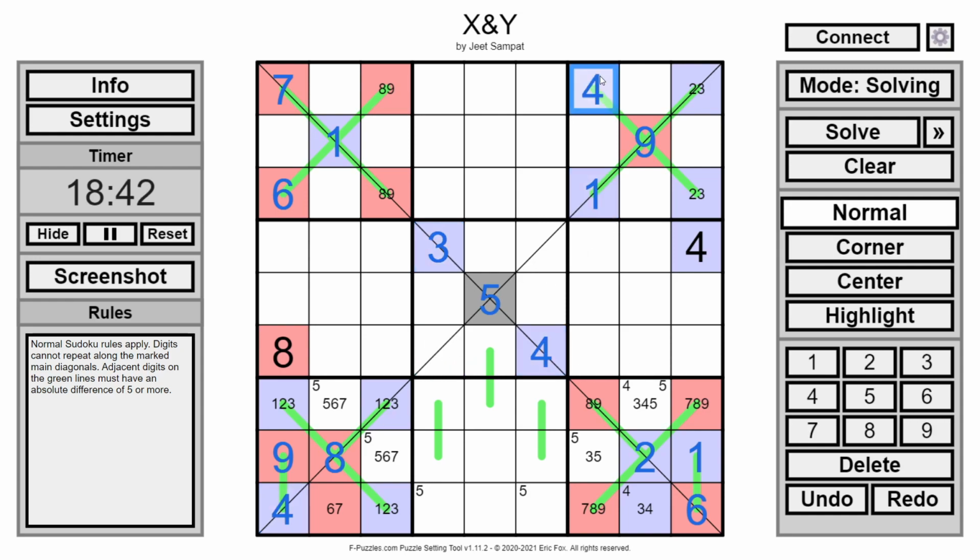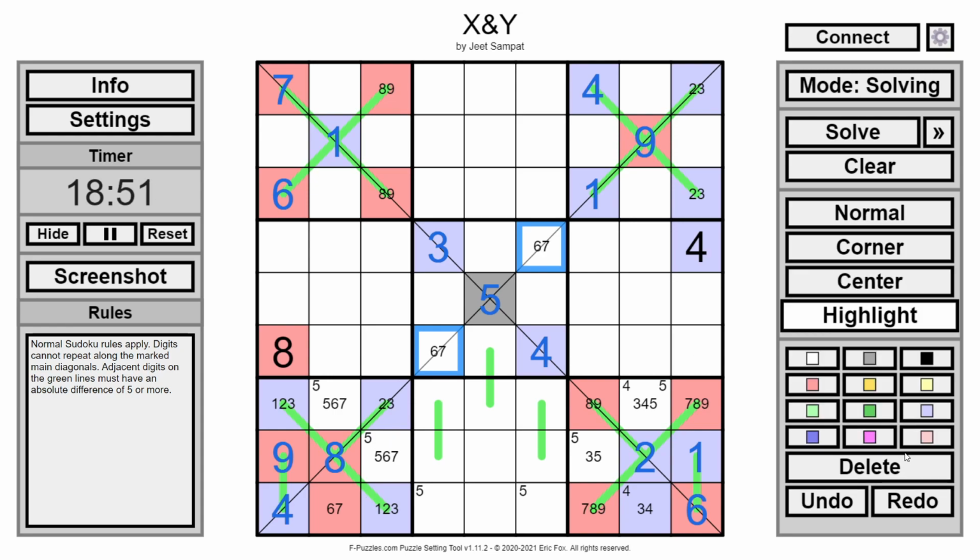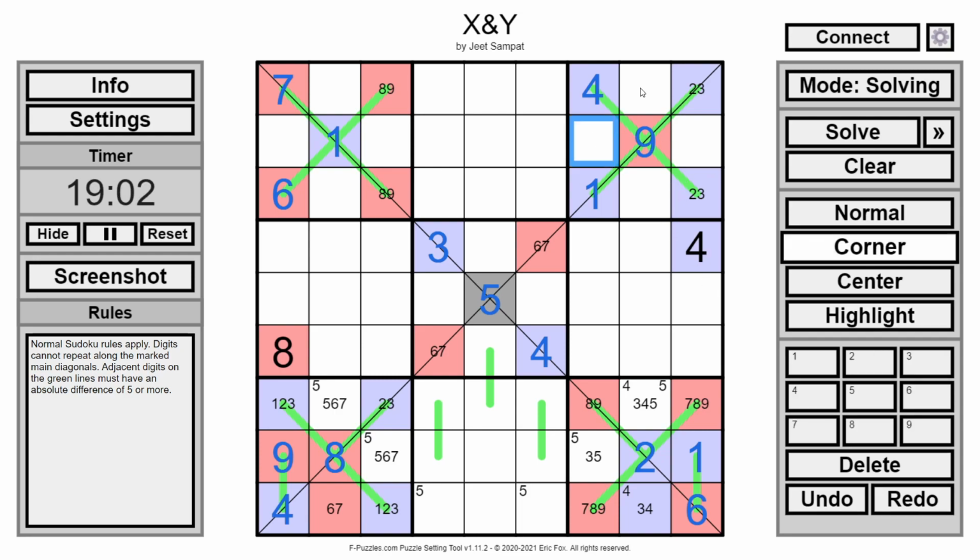This 4 is looking up, so this is a 1 or a 4. This can't be a 1. So we have high digits, can't be 8 or 9, must be 6, 7. I think that looks good. One of these is a 6, I guess. Because we have 6 over here and down here. I already pencil marked the 4s. 4s over here. Okay.